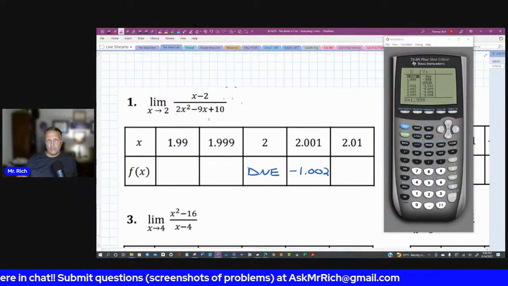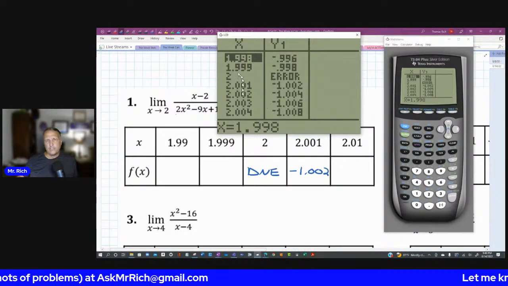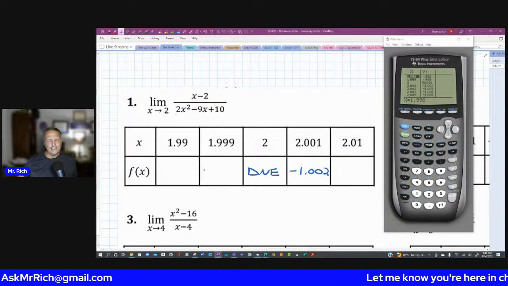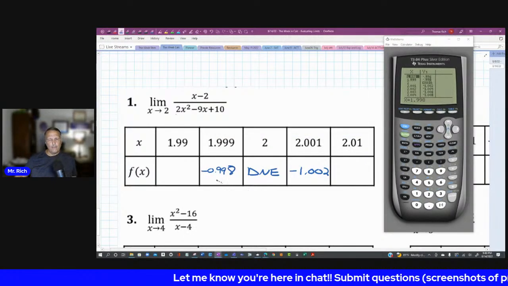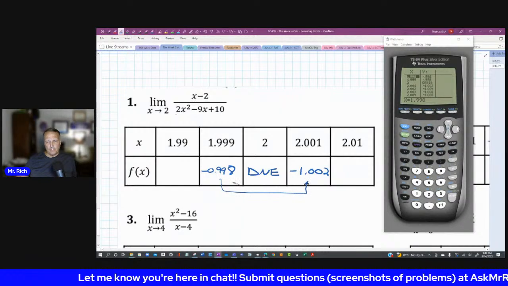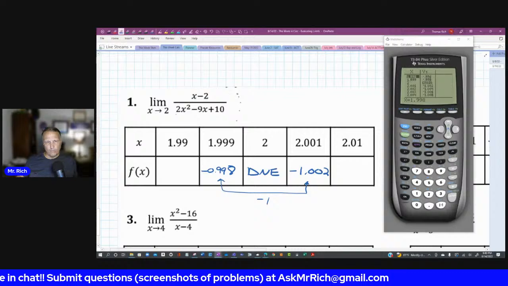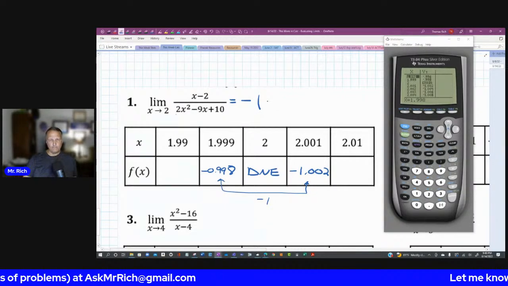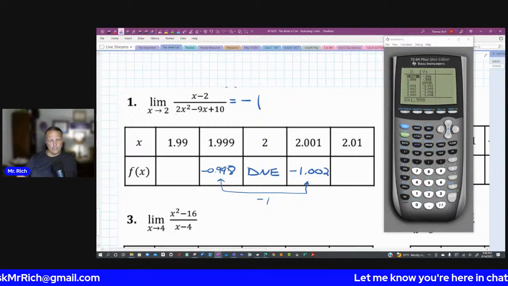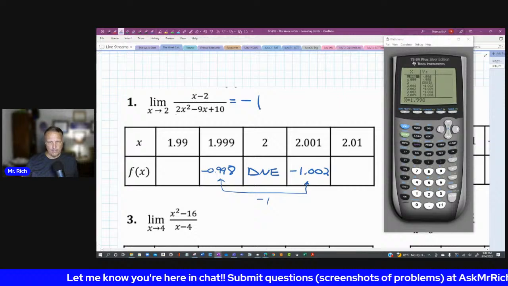You can also see when x takes on 1.999, that it's negative 0.998. Now, when you compare these two numbers on either side of x equals 2, you can see that we're getting very close to negative 1. So that means this limit has to be -1 because I'm getting close to -1 on either side. Okay, so that's what is happening there.